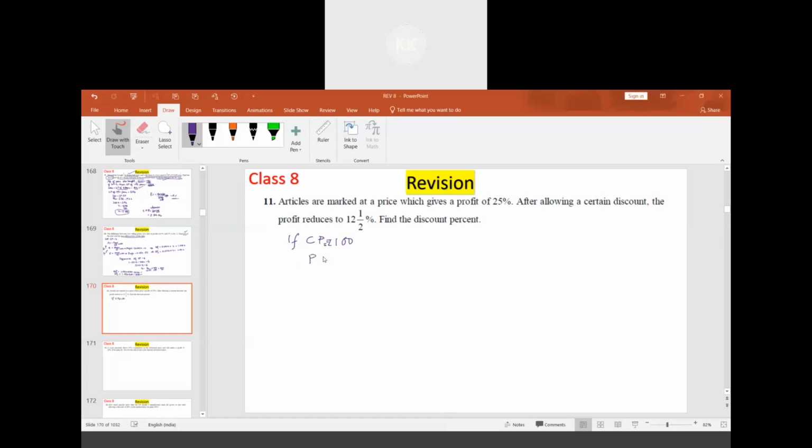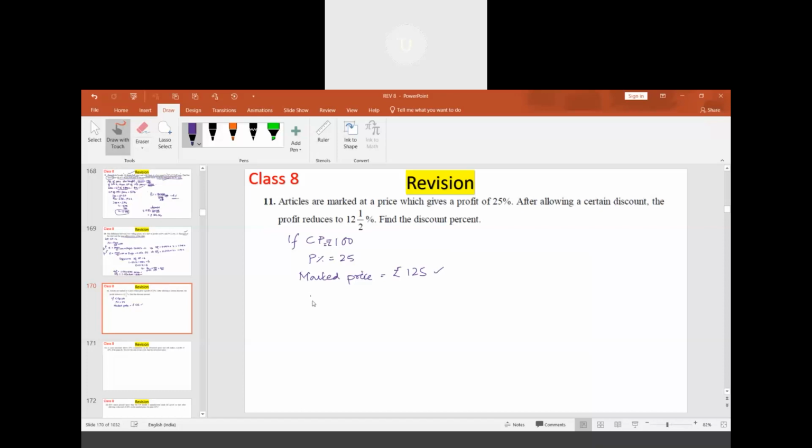They have given the profit percent. Profit percent is 25%. So the market price is rupees 125. Any doubt in this? No, sir.